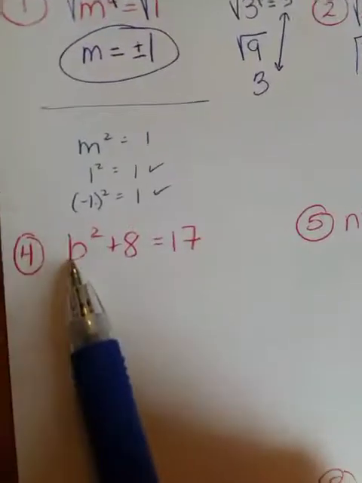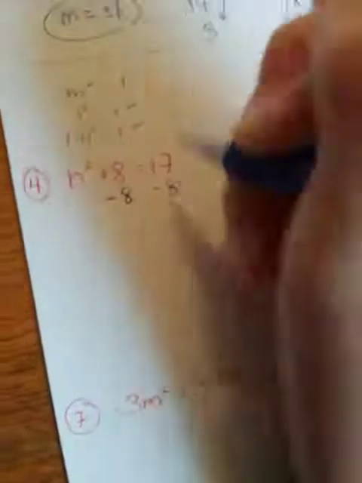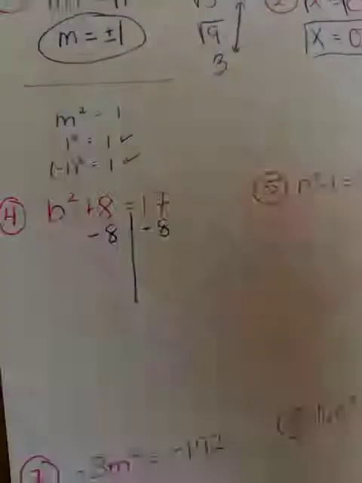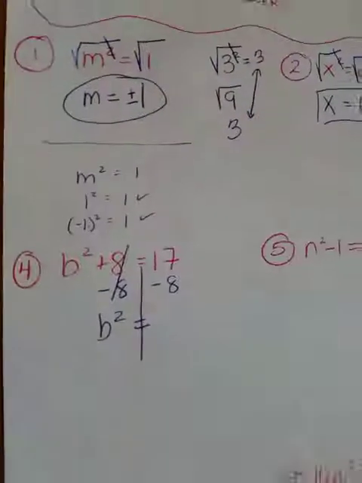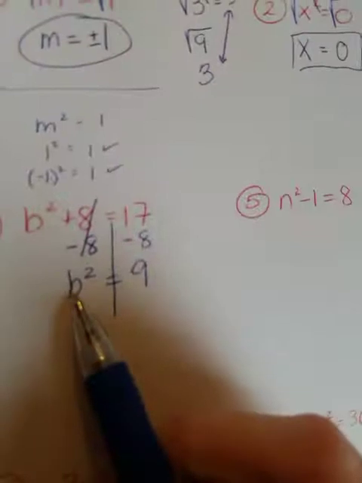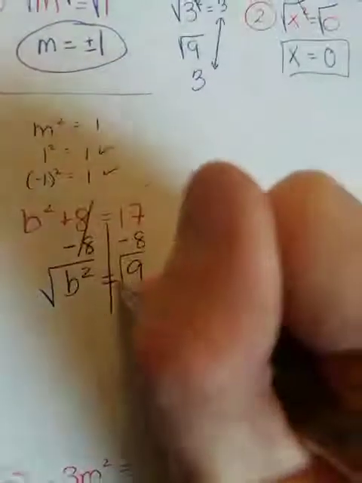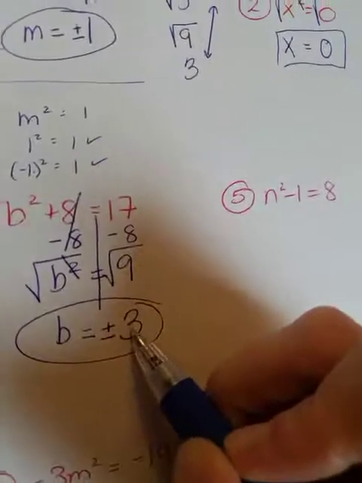Number 4, this one's a little bit different because the variable is not isolated. So first we have to subtract 8 from both sides. And I know some of you like to draw the line there. That cancels out. We get b squared equals 17 minus 8 is 9. Okay, now the variable is isolated, so I take the square root of both sides. The square and the square root cancel. The square root of 9 is 3, and I need plus or minus 3, because 3 times 3 is 9, and negative 3 times negative 3 is 9.